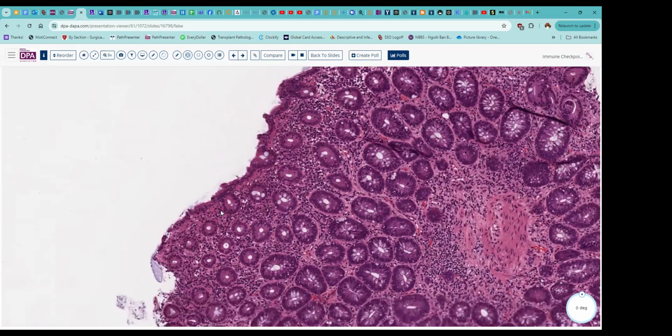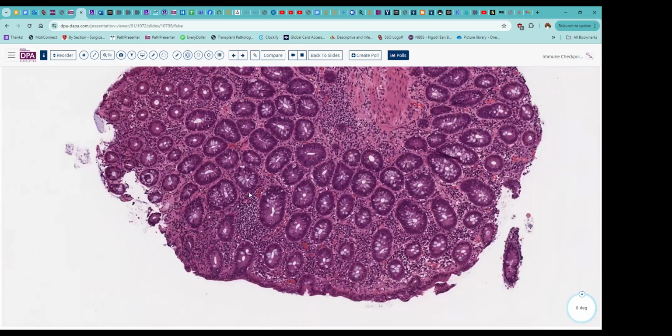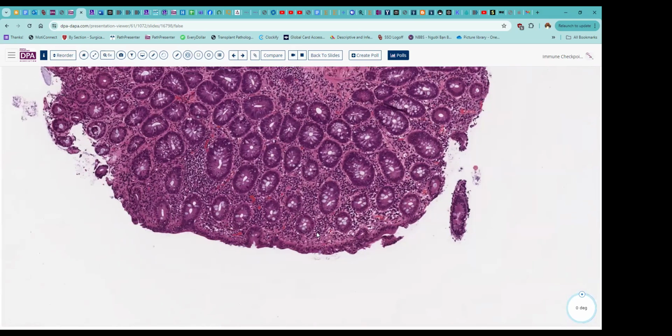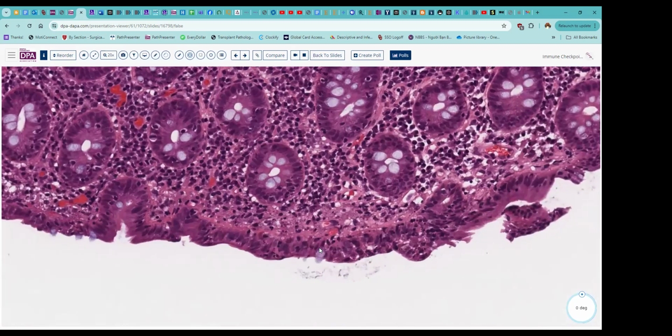Now, these features are not usually evident to the endoscopist, and that's why they do random biopsies, because they're looking for these kinds of changes. Now, without any history, this would be diagnosed as microscopic colitis, not otherwise specified.